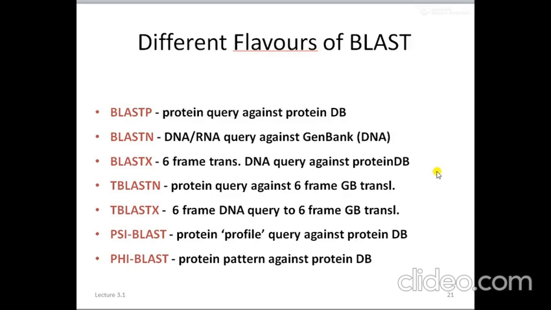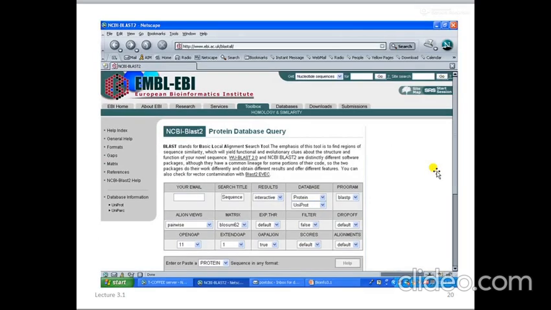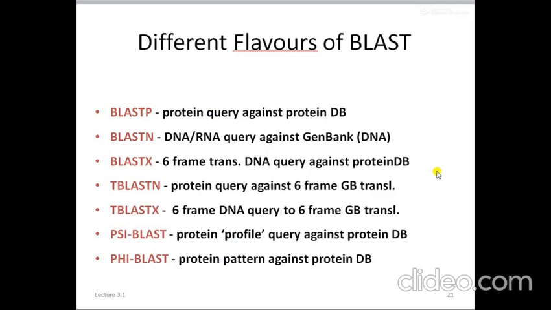And then you also have TBLASTX, where 6 frames of the DNA query sequence are BLASTed against 6 frames of the GenBank translate. And PSI-BLAST, where a protein profile query is run against the protein database. Then PHI-BLAST, where a protein pattern is run against the protein database. So these are the different flavors of BLAST. It's the same basic local alignment search tool, but what is being BLASTed here is different.